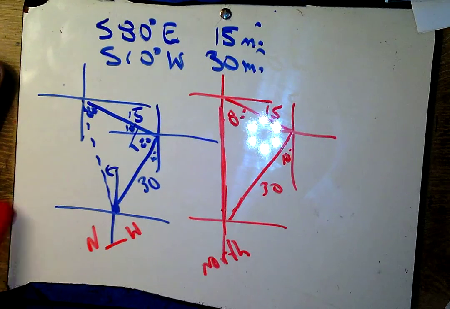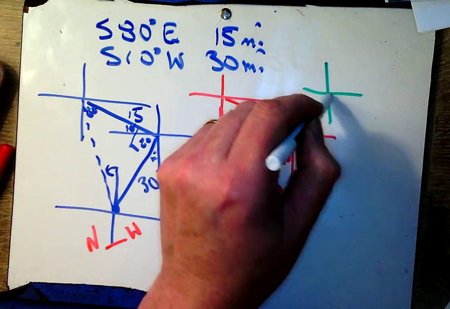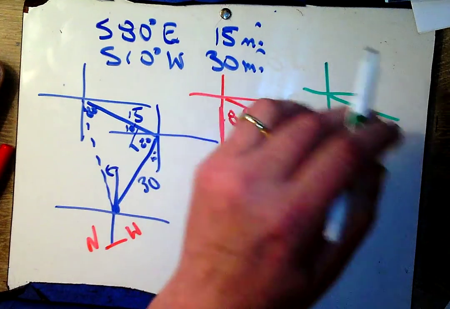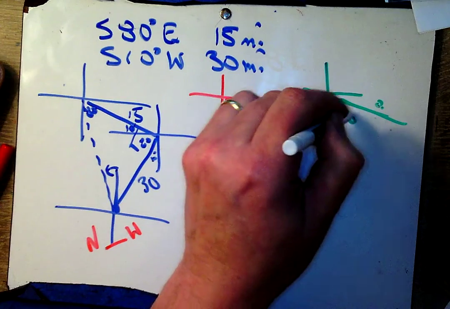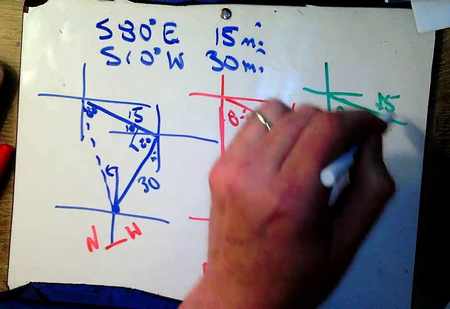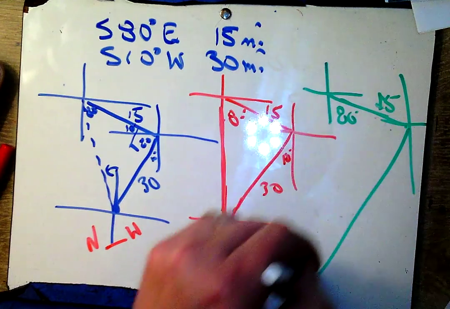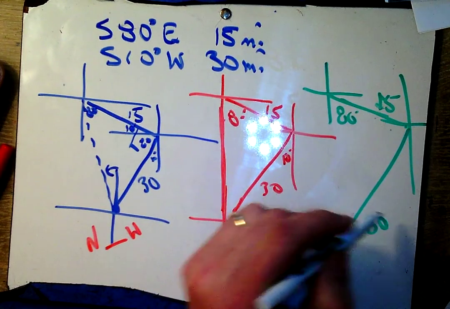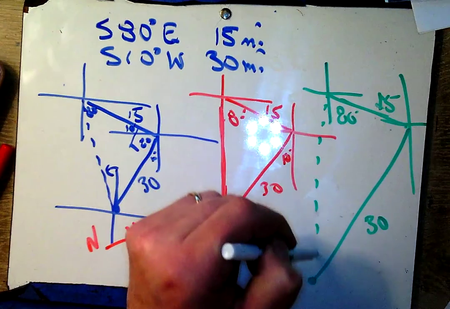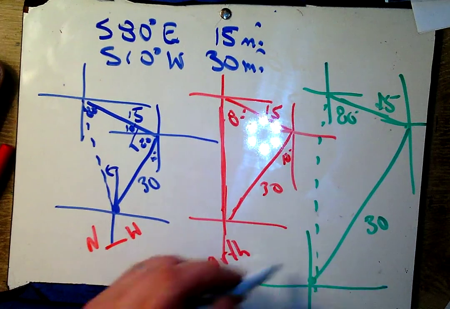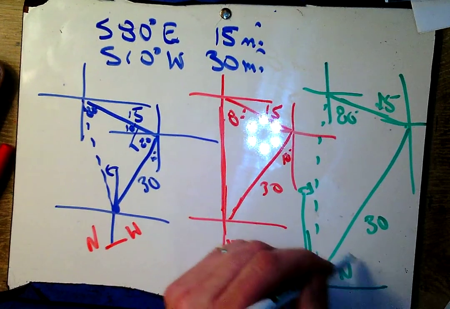But wait, there's a third picture. We start off, we go 80 east, 80 degrees, 15. And here we draw our next one. And this is much longer. And now to get back home, my compass rose has me going north, something east.